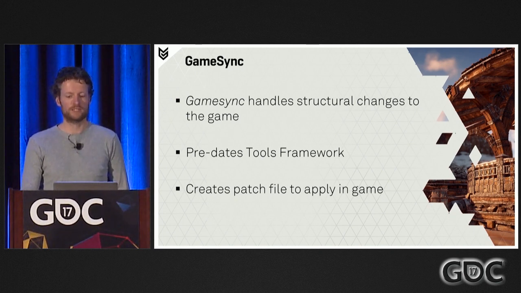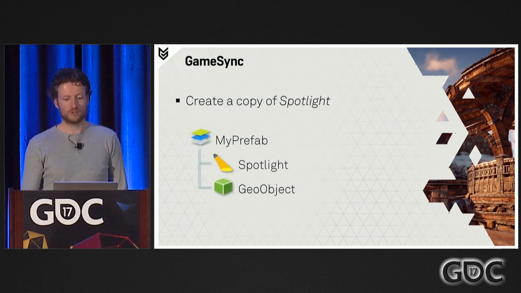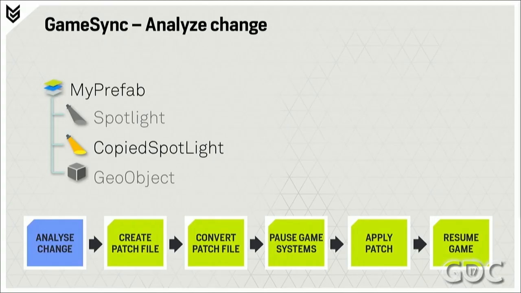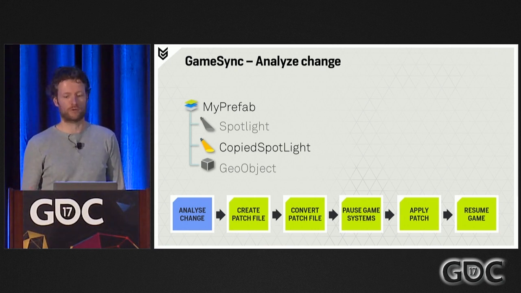The system has been heavily expanded during the development of Horizon, and it works by tracking all changes in the editor, creating a patch file, and then inserting that into the game. Since we like working with spotlights, let's copy the spotlight in this hierarchy and see how GameSync works. First, the incoming change is analyzed. The analysis phase determines which objects are modified and what other dependencies are required for successful application of the patch. These dependencies are extra objects that are required for the conversion process or that might be required for the targeted game subsystem.